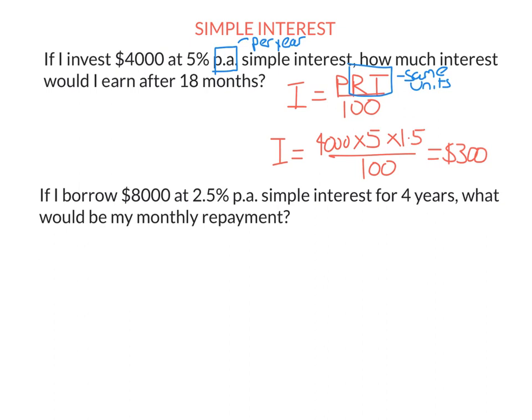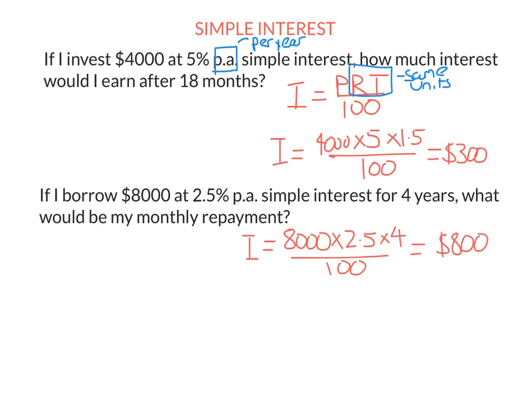So let's look at this second question. So say I borrow $8,000, 2.5% per annum simple interest for 4 years, what would be my monthly repayment? So to figure out my monthly repayment, I need to figure out how much I need to pay in total. So I'm going to start by calculating interest. So interest equals principal, what you start with, times rate, times time, over 100. So if you put that into your calculator, you should get $800.